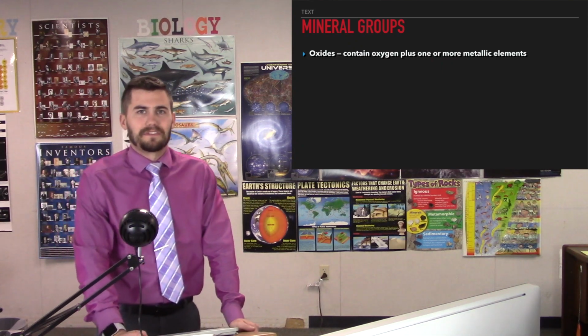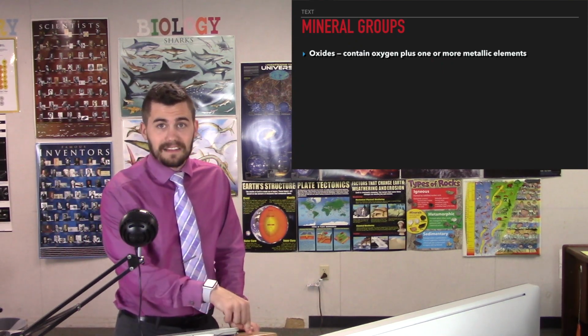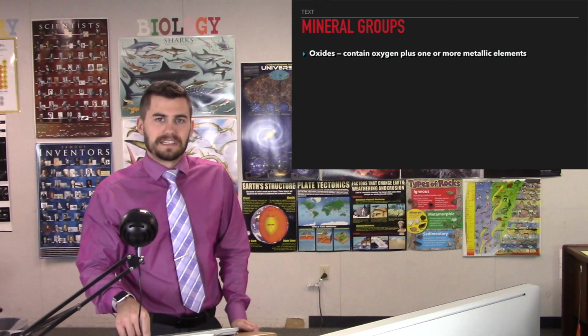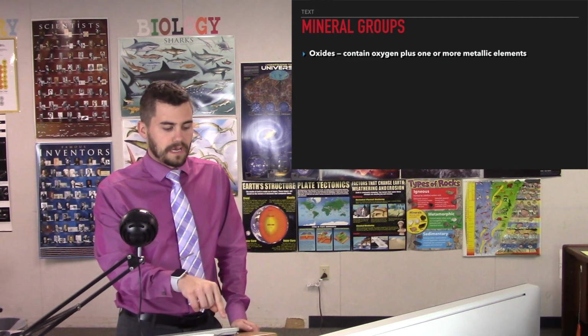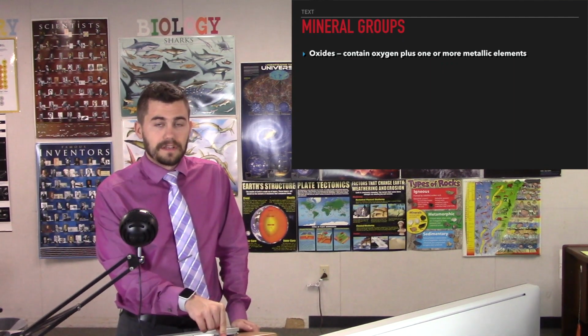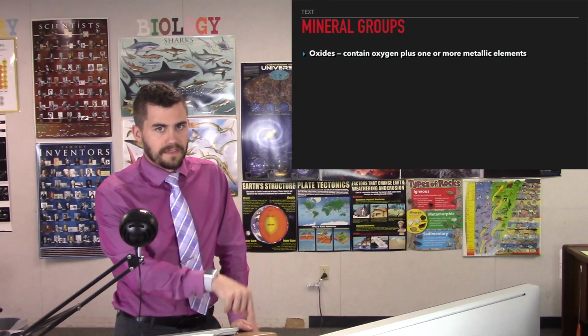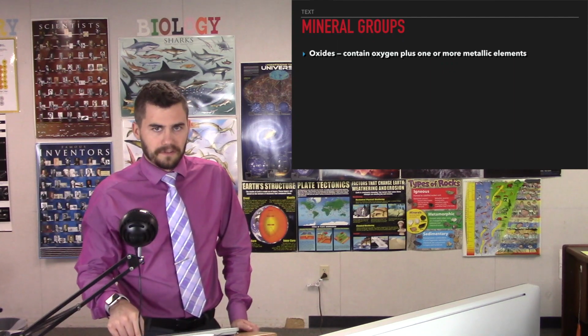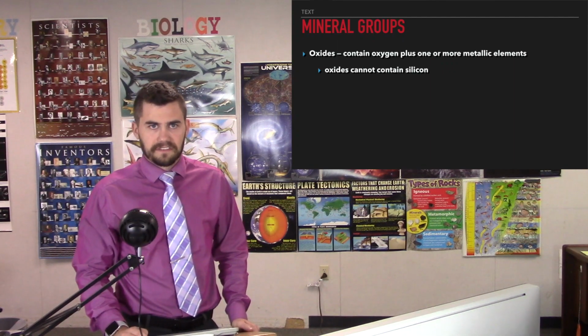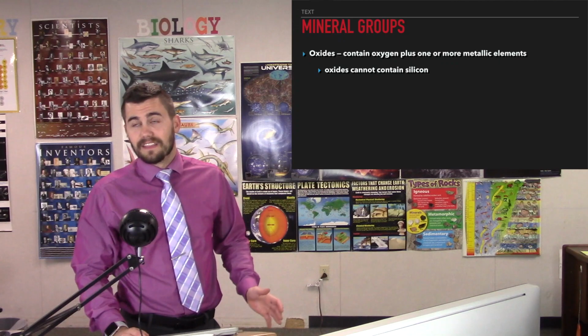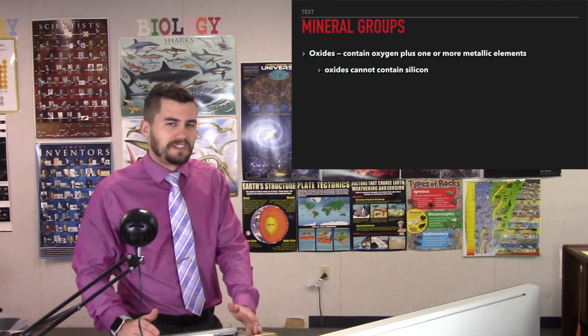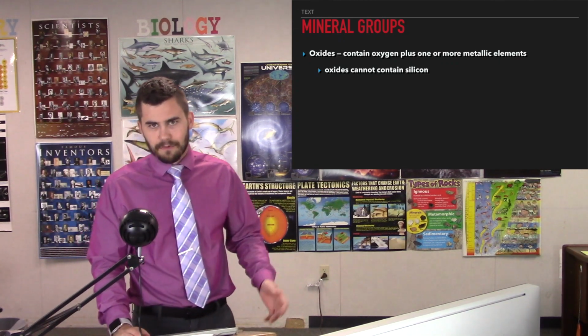The next group of minerals are oxides. So these will be oxygen plus some metallic element. Now, carbon is a non-metal, so that's what makes a carbonate very different. Oxides will just be the element oxygen plus metals, nothing else. And again, they can't contain silicon, which isn't a metal in the first place, but that would make them silicates instead. So here's some random oxide mineral.